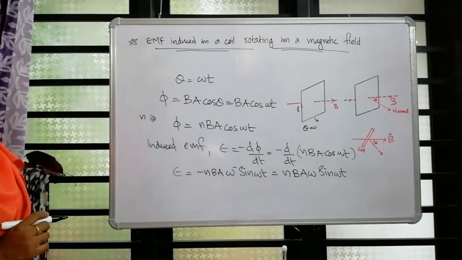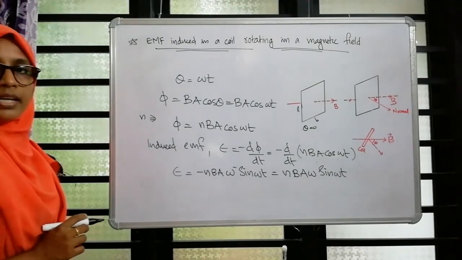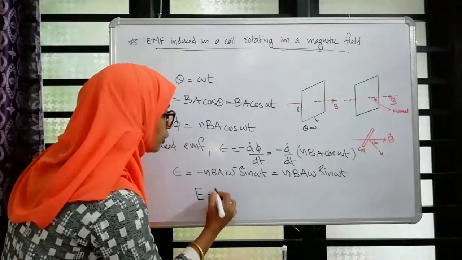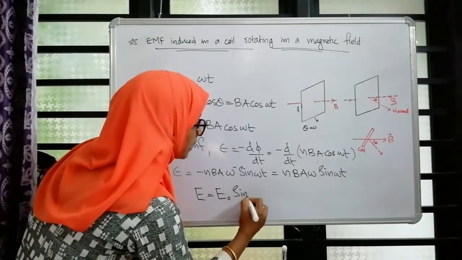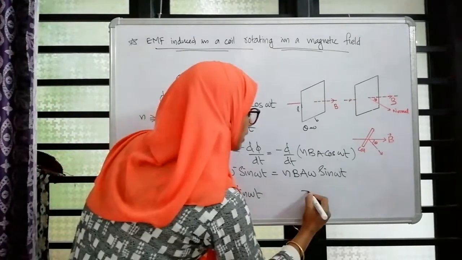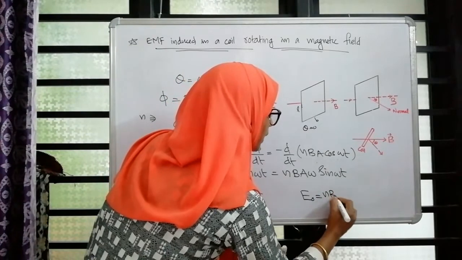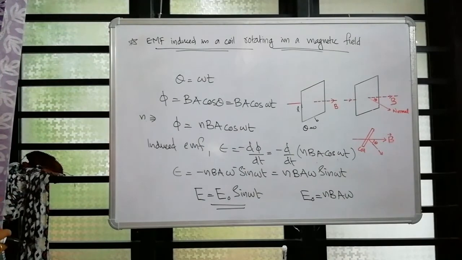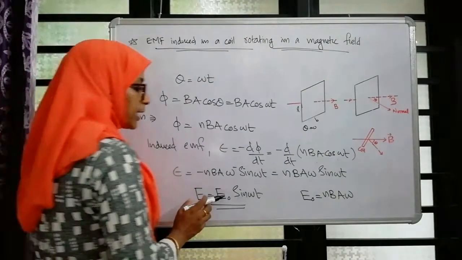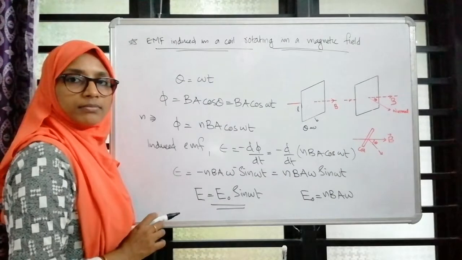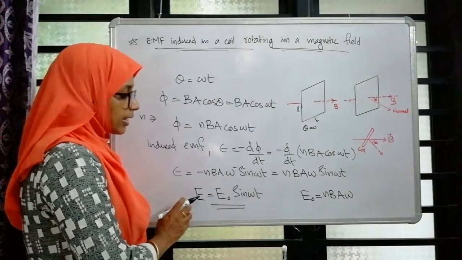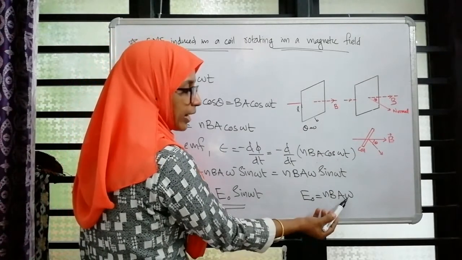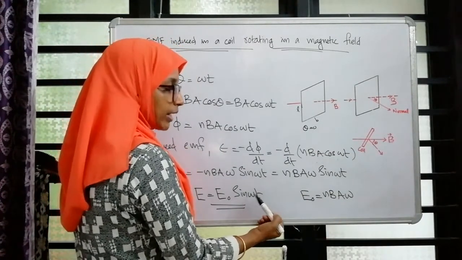So, we can represent this EMF induced in a rotating coil at an instant of time t as E is equal to E0 sin omega t, where E0 can be written as NBA omega, which is the maximum induced EMF in that coil. That is, E is equal to E0 sin omega t, where E0 is the maximum induced EMF in that coil. That is when sin omega t turns 1.